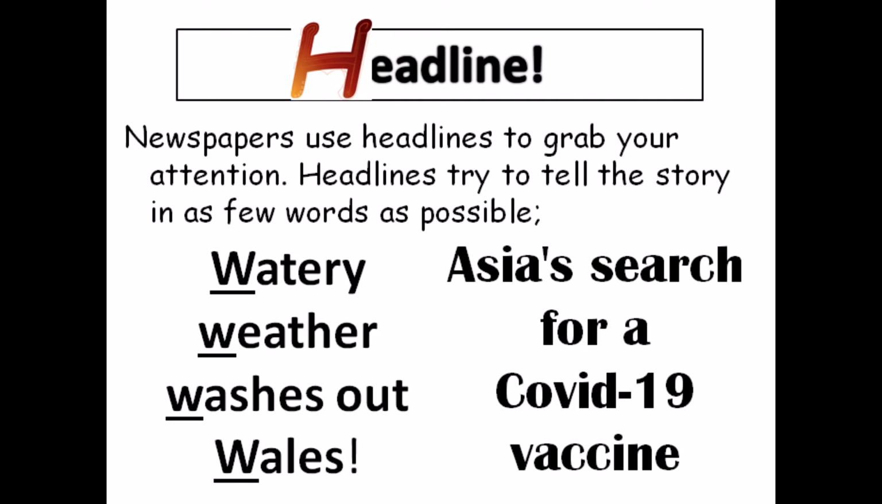The next is the headline. Newspapers use headlines to grab your attention. Headlines try to tell the story in as few words as possible. So here are the examples. Watery weather washes out whales. And the other one, Asia's search for a COVID-19 vaccine.